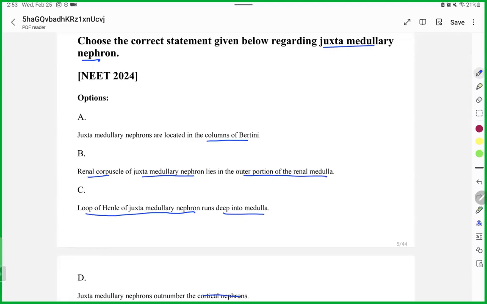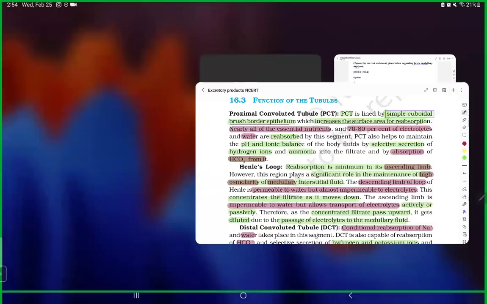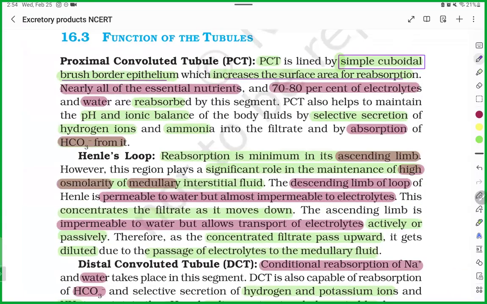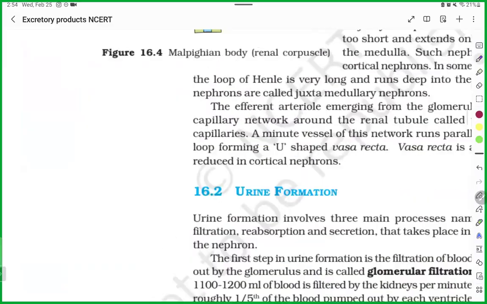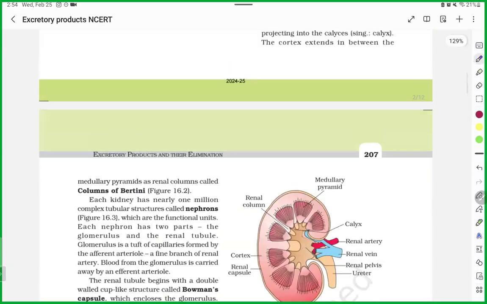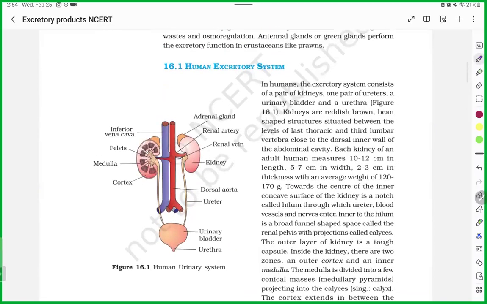Let's see. For this, we need to know the very basics of this chapter, like what the different parts are, their position, and everything. So we'll start with the human excretory system.